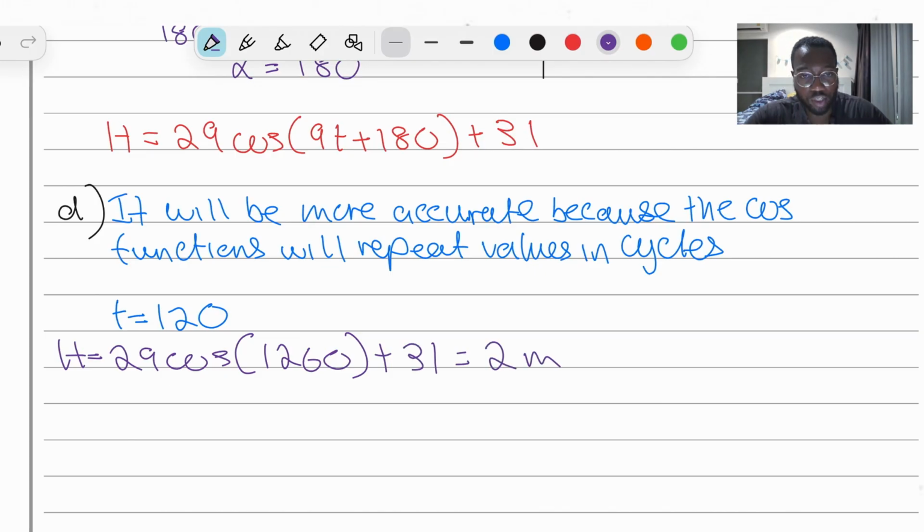So what we're saying is every 2 minutes we're effectively just going to do 2 meters of the roller coaster. But usually put something that would be more accurate, because the cos functions repeat values in the cycle. So every 2 minutes we're going to be doing 2 meters.